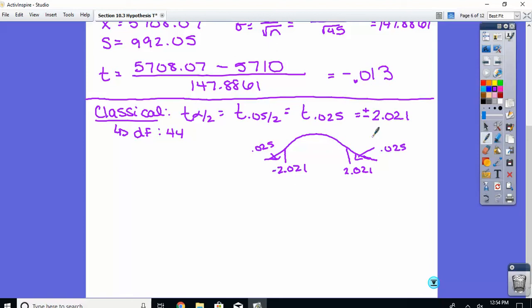Then the classical approach says compare this T to the T we calculated before. The center is like when T is 0. We will reject if our T is in either of those places, so bigger than 2.021 or smaller than negative 2.021. If it's in this shaded region, we reject. If it's in the middle, we don't reject. My T is negative .013. So what will I do? I will keep it. It's in the white region. That's the acceptable window. So we will fail to reject here.